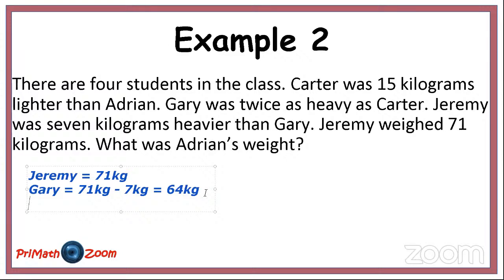All right. So we know Jeremy's mass and Gary's. So whose mass can we find out now? Let me see in the chat. All right. Great job, guys. To find out Gary's mass, we need to subtract 7 kilograms from 71 kilograms. And that means Gary is 64 kgs.